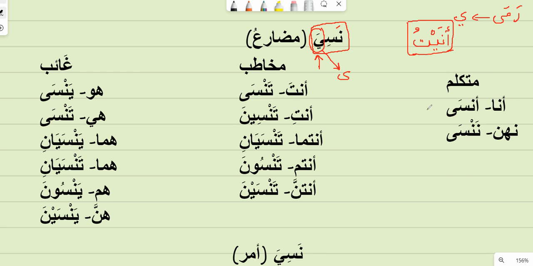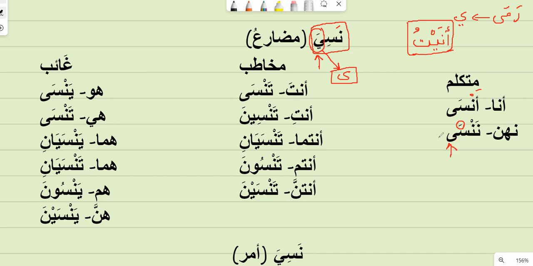So first you see what happened? The ya has changed back to alif maksura. So now we have ansa. And usually after the harf mudare, the noon will have a sukoon, and the seen will have a fatha. Why seen will have a fatha? Because it is changed back to alif maksura.